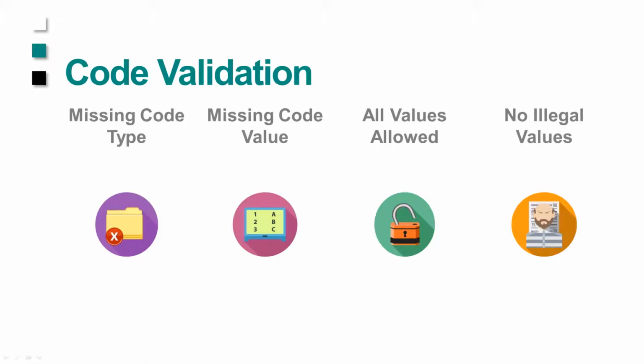For code validation, you can check to see if a required code is missing. If that required code is there, is the value in that dictionary? Are you going to allow all the values, or are there going to be illegal values? So the ones that aren't actually in that list, in that dictionary, it can remove those for you. Or you can decide, okay, maybe I need a new code or a new value, and that value can be added into your dictionary.